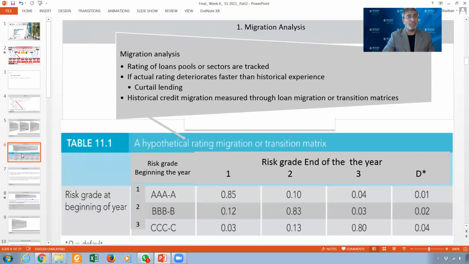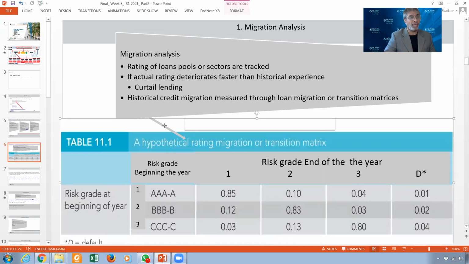Now let me go to the concentration and migration analysis. Remember, we are talking now about the portfolio you have, and this portfolio, assuming it is a group of loans, a group of bonds. Now, assuming you may invest in AAA, BBB, or CCC, or any other rating. Now, if this is the first of the year, you want to see where this investment stands in the market. You are following this from the market.